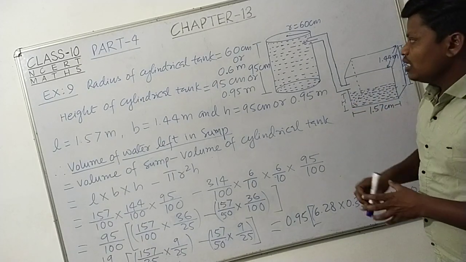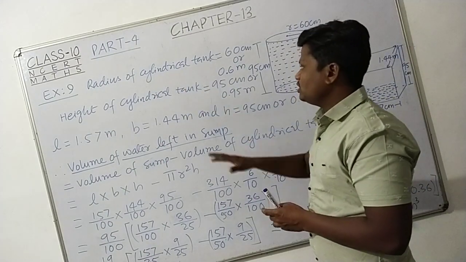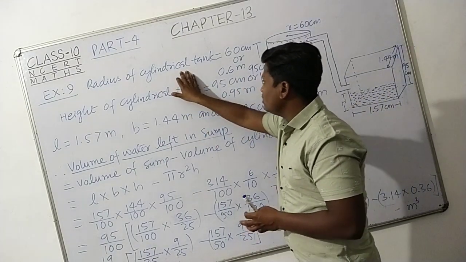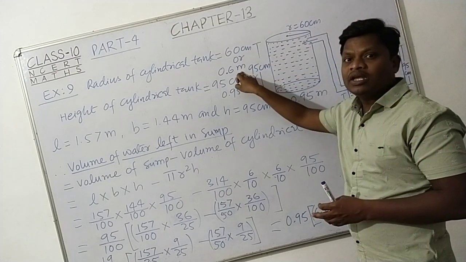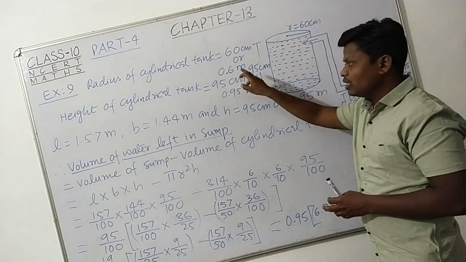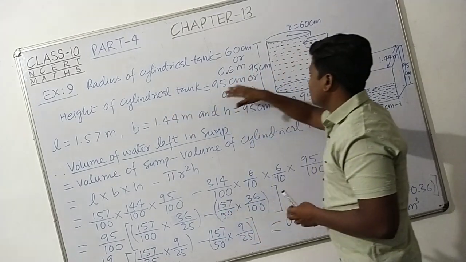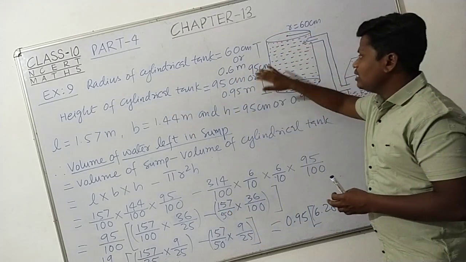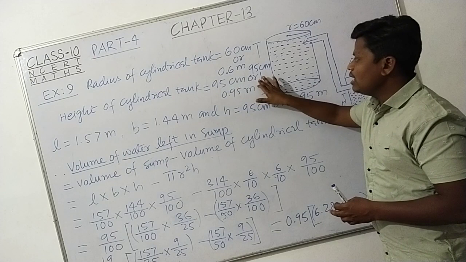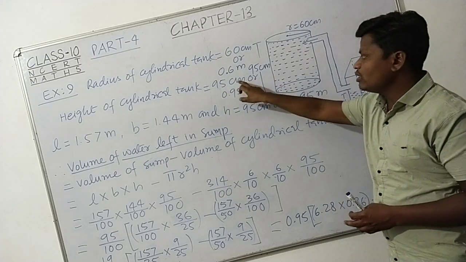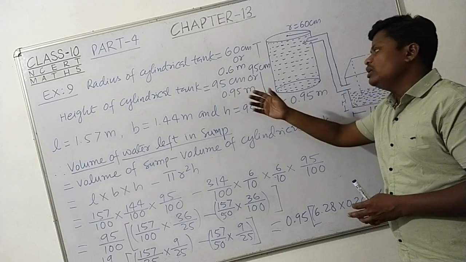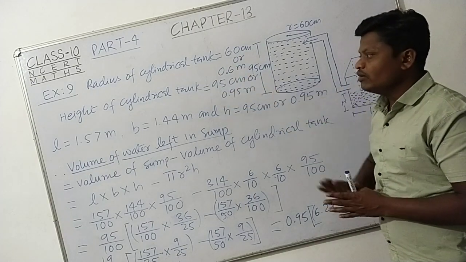For that, all the data given in the question we have written over here. The radius of the cylindrical tank is 60 centimeter, and we converted centimeter into meter, so it is equal to 0.6 meter. The height of the cylindrical tank is 95 centimeter, converted into meter, that is 0.95 meter. If we divide centimeter by 100, it converts into meter. So we have done these two conversions.